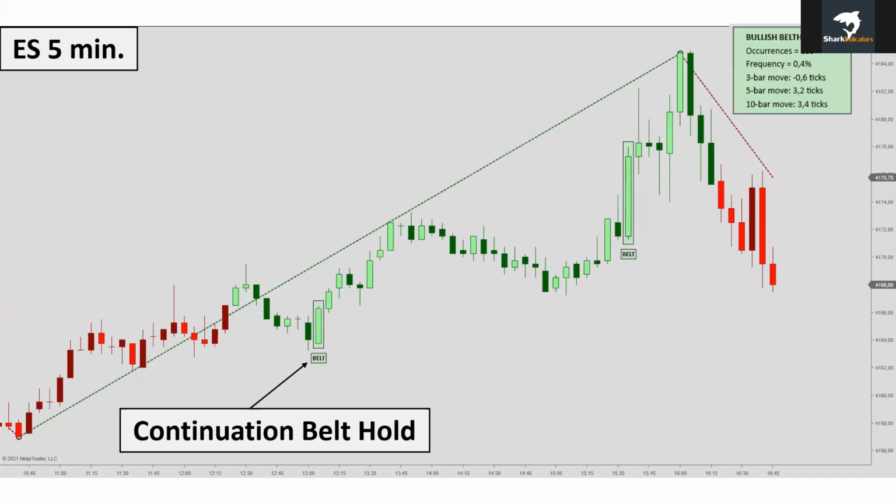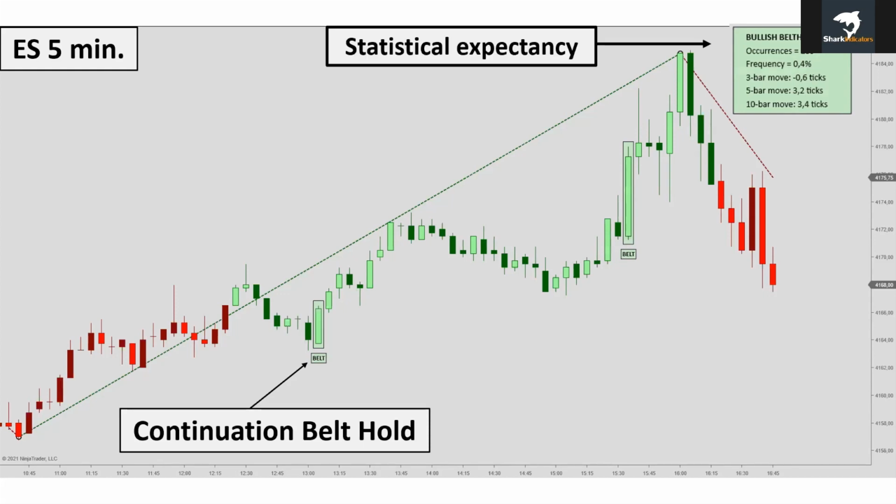For a continuation scenario, the bullish belt hold is aligned with the uptrend here. The trend indication itself comes from an internal zigzag indicator determining the direction of the current swing leg. And towards the top right corner there is a data box where the statistical probabilities of each pattern can be reviewed. You can think of this as a shortcut to see if the pattern is able to forecast future price movements.